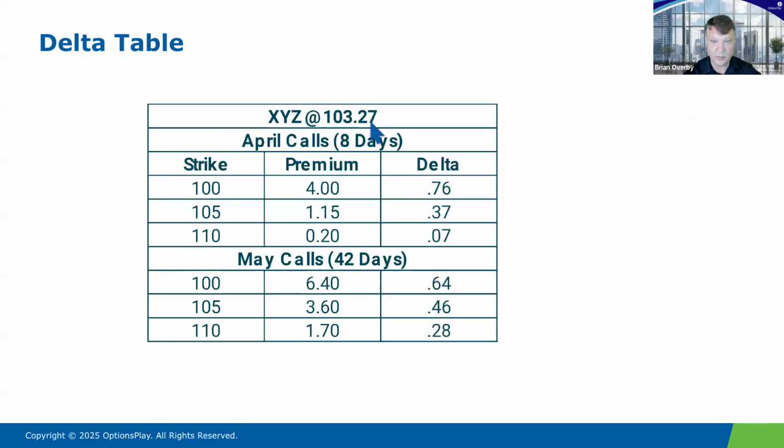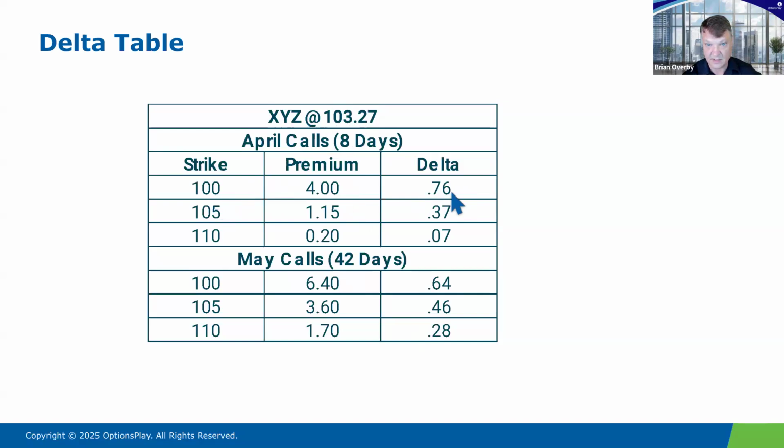XYZ trading at 103.24. These were real numbers. XYZ used to not be a stock, but now it is, unfortunately. But XYZ at 103.20. So here's the difference between an 8-day option contract and a 42-day option contract. Here we have a strike 100. Everybody agreed that on a call option, that's $3 in the money. So with 8 days remaining, that delta is 76. We're a little bit in the money. We're $3.27 in the money on the 100 strike call.